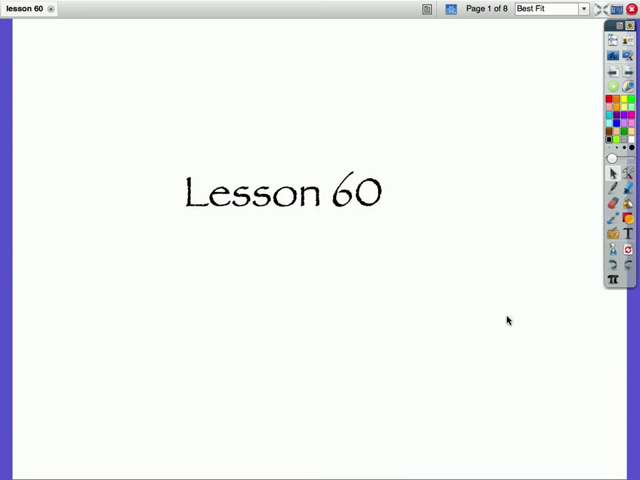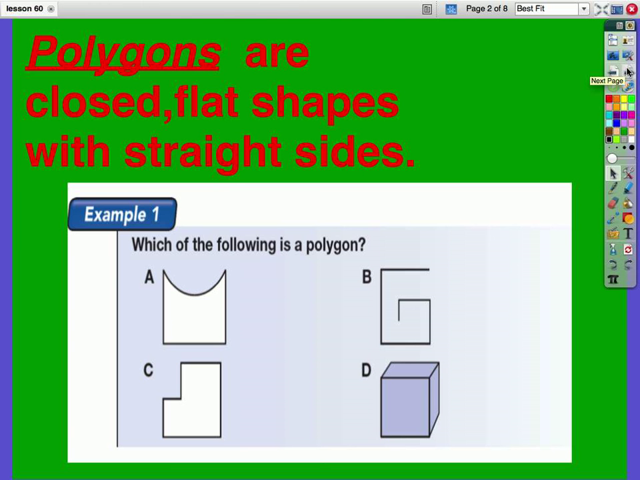For lesson 60, we're going to talk about some polygons. So polygons are closed, flat shapes with straight sides. So if we look at the example, it says which of the following is a polygon? Well, it has to be closed, a flat shape, and it has to have straight sides.